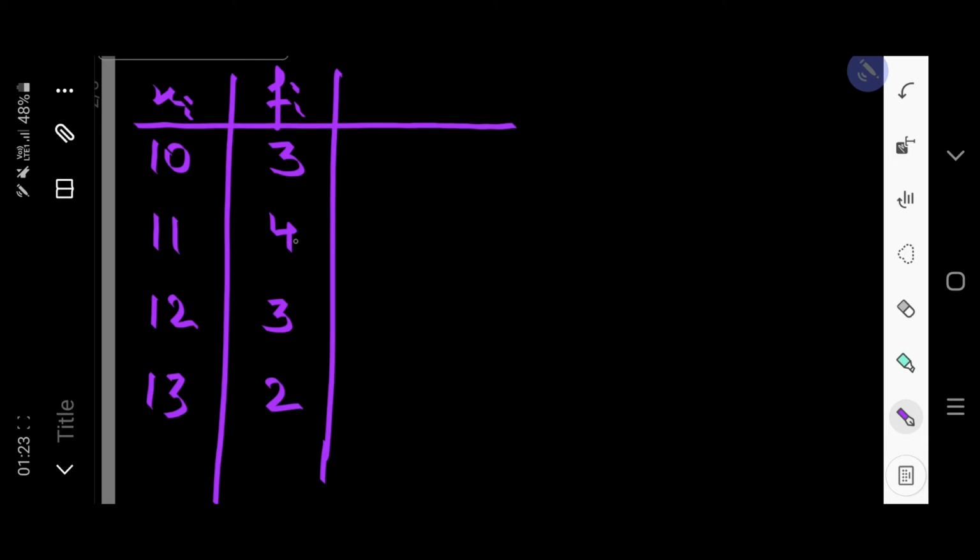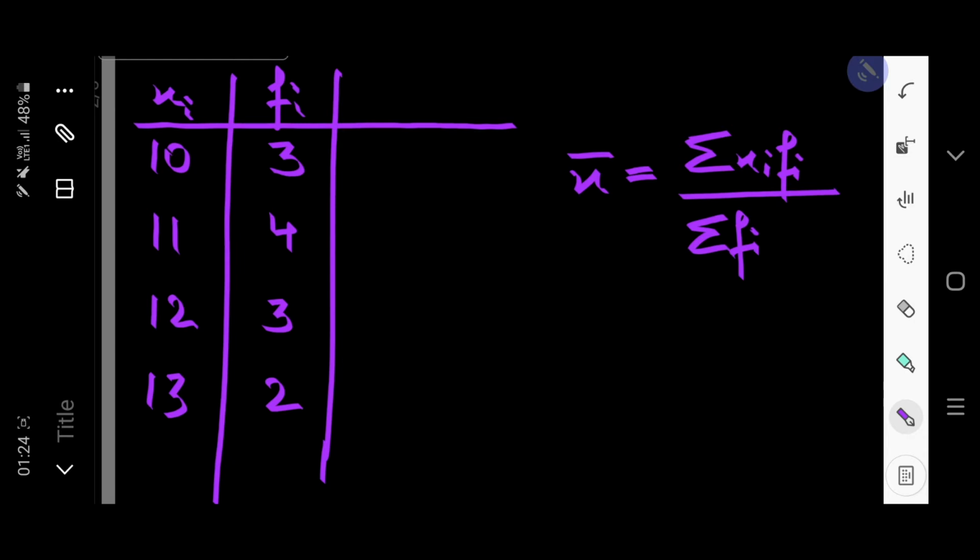Then 11 is occurring 4 times, so we have 11 four times in the data set. Similarly we are provided with 12 and 13. So to find the mean for this discrete frequency distribution, the formula is x bar equals sigma xi fi divided by sigma fi. So we have this formula and we have to calculate the mean with this formula only.